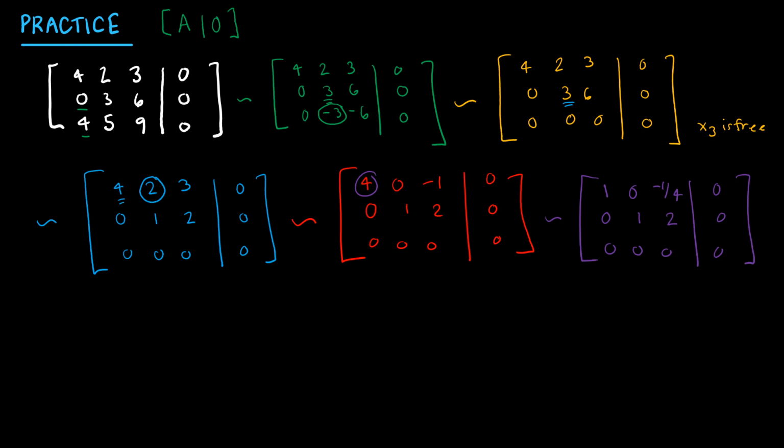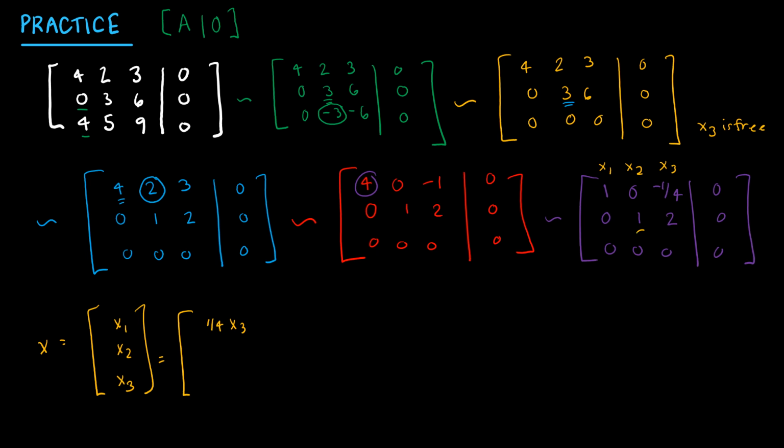So again, the way that we did this before, we wrote it as just a set. I'm going to go ahead and write this as x1, x2, x3. So what does that give me? Well, x1 minus 1/4 x3 is equal to 0, so x1 is equal to 1/4 x3.